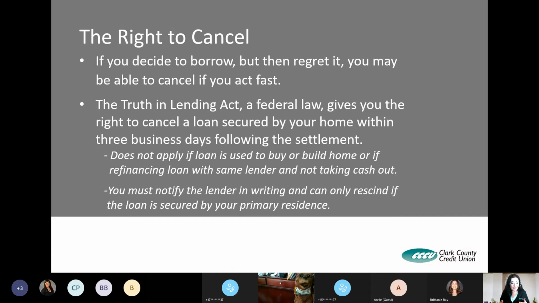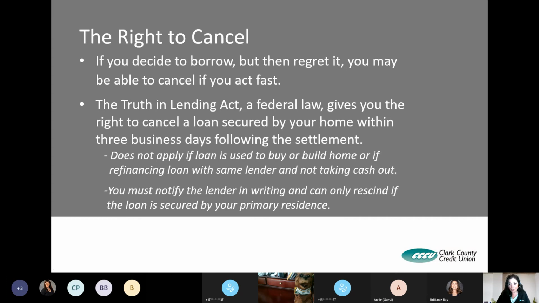You've been approved. Everything's in order. You're ready to sign your documents. You sign your documents. You're still not obligated until the 4th day after you have signed. If you've not canceled the loan, we will fund the loan, and then access to the money becomes available.